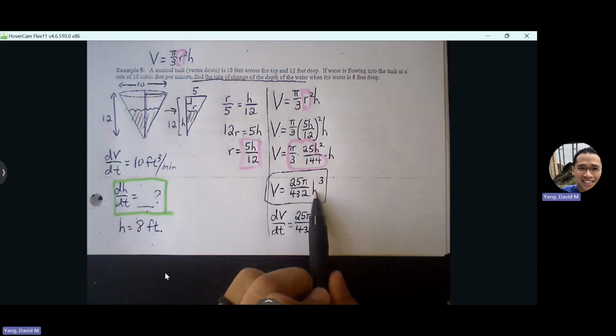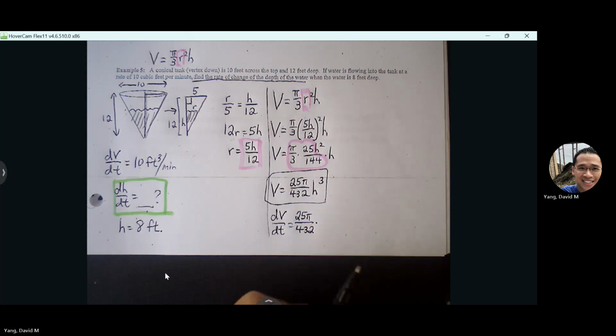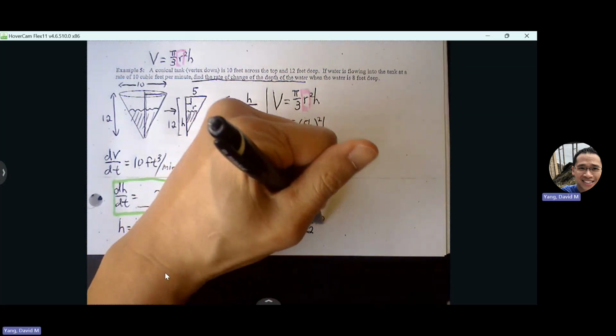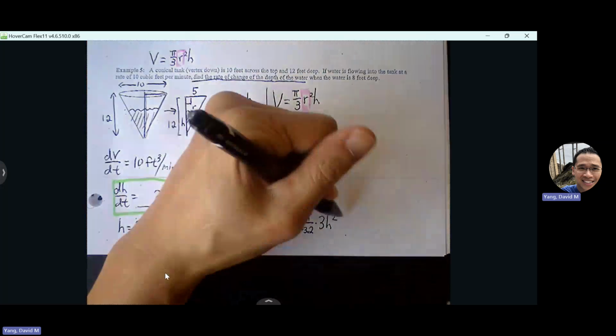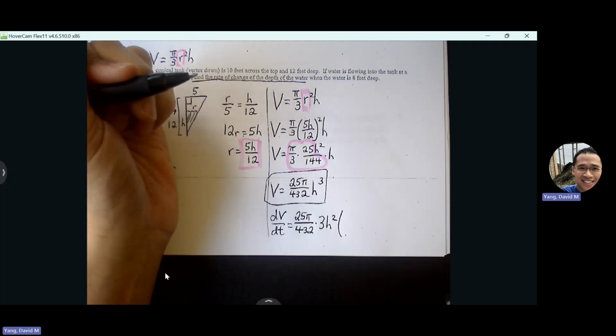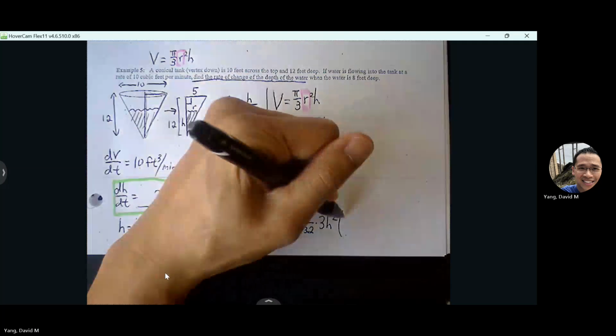Okay, the only derivative is really just H cubed here. What's H cubed's derivative? 3H squared, okay? But we're asking for H's derivative, so we need what? Times dH over dt.